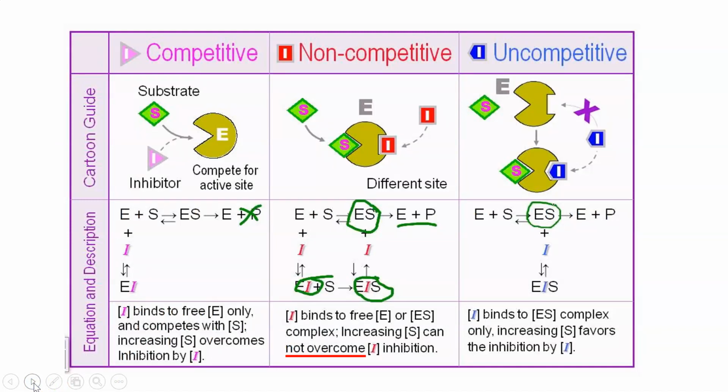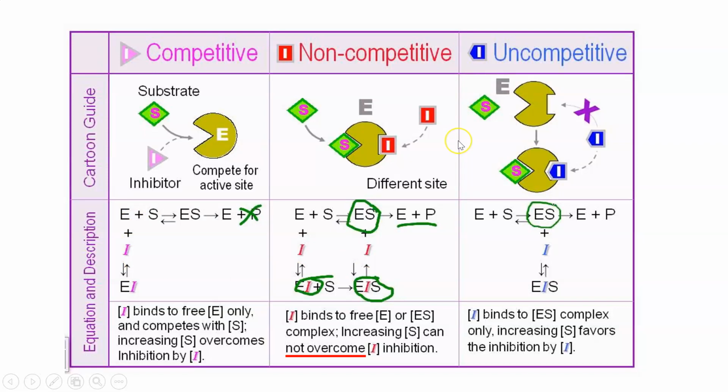Now, this diagram here just shows you the differences in terms of how the inhibitor impacts the enzymes. So if it's competitive, the enzyme binds to the inhibitor to form the enzyme inhibitor complex. This is the stage at which the inhibitor binds.